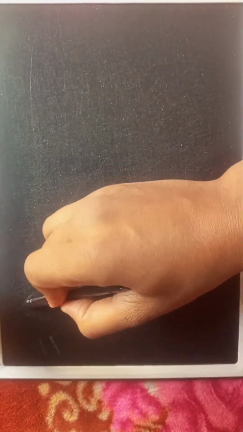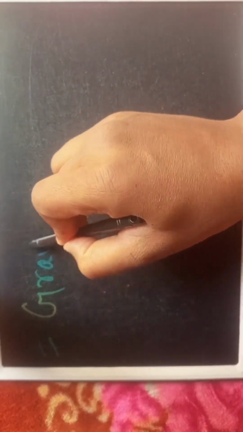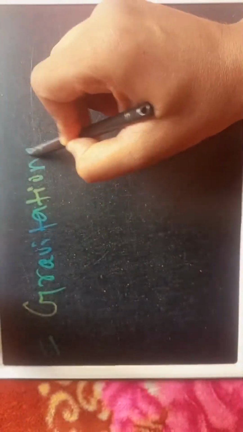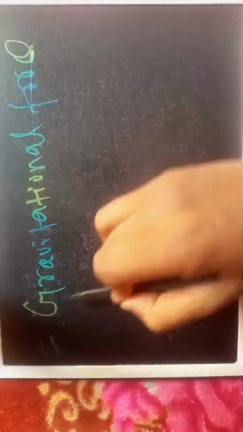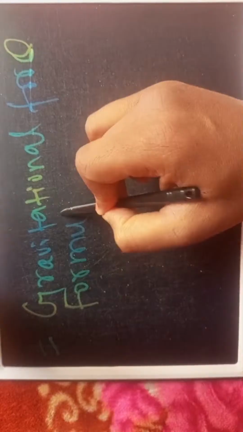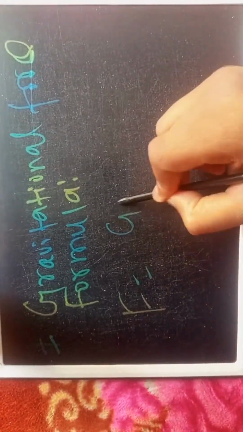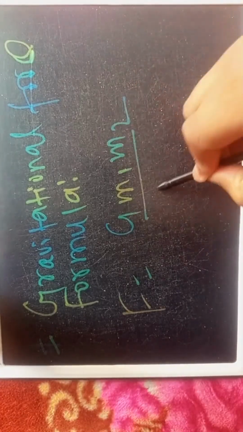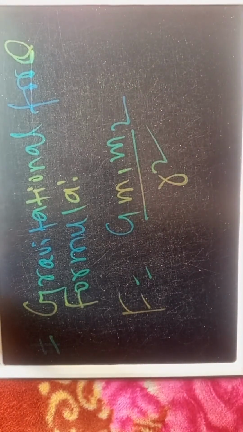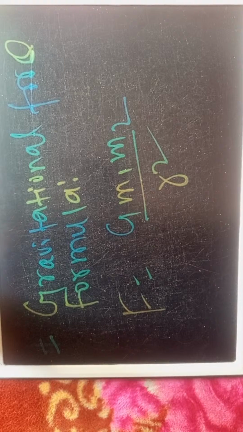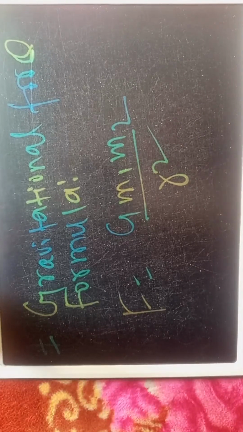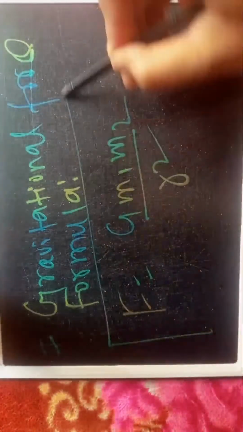Now another is gravitation, the first topic of class 10. Gravitational force formula. We are collecting all formulas of class 10 for better results. F is equal to G m1 m2 by r square. Force is directly proportional to the product of the masses m1 and m2 and inversely proportional to the square of the radius or distance.